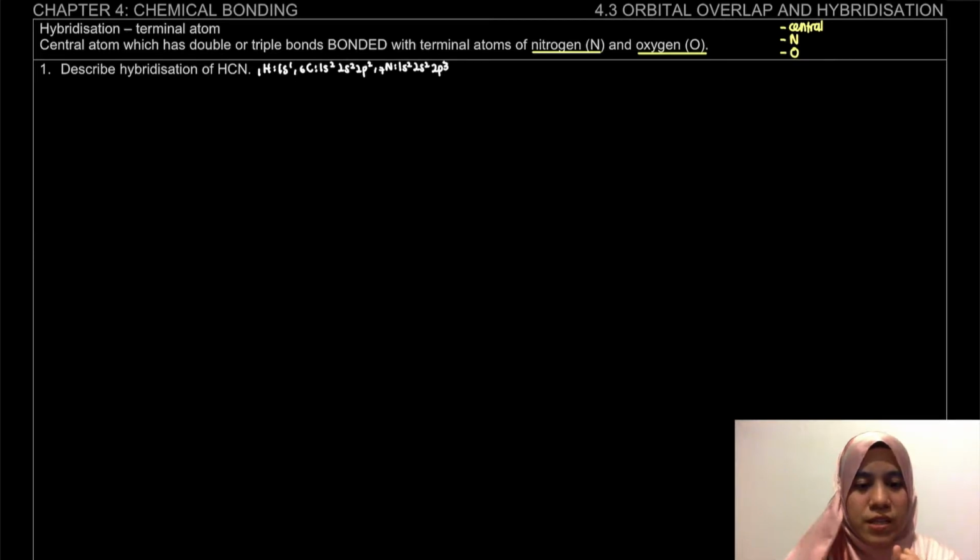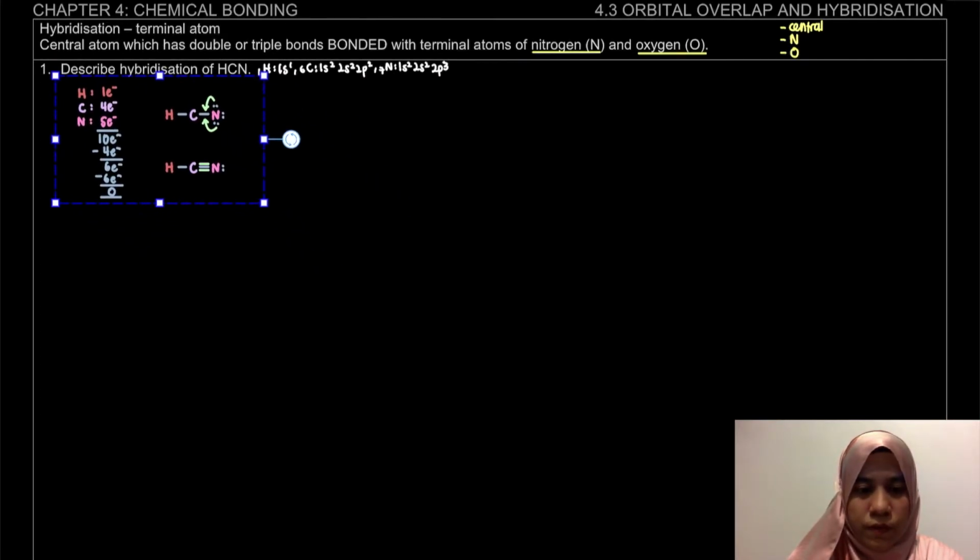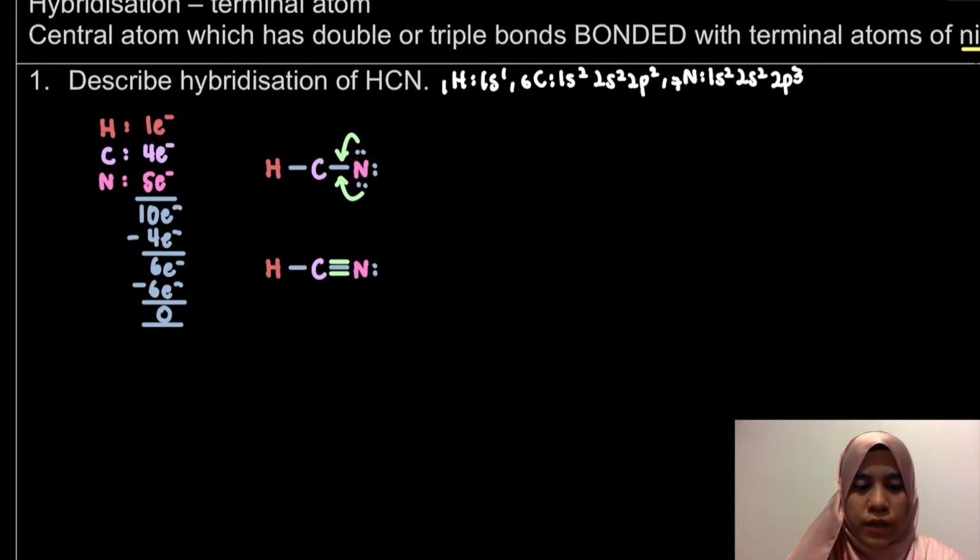So without further ado, let's look at example number 1 on page 30. First, describe the hybridization of HCN. Here is my electronic configuration. Before we do any hybridization, we must first draw the Lewis structure to know the molecular geometry, and then it's easier to know the type of hybridization. To draw the Lewis structure: hydrogen 1, carbon 4, nitrogen 5. First minus 4, because each bond has 2 electrons, so minus 4. So we have 6 electrons left.